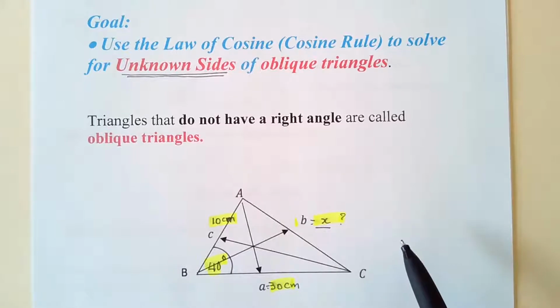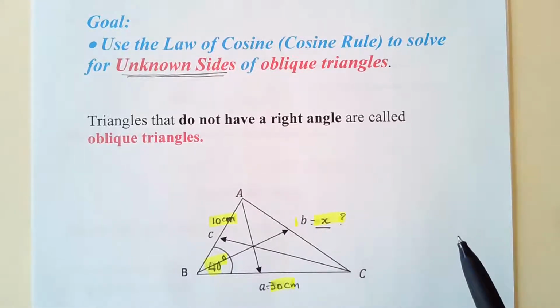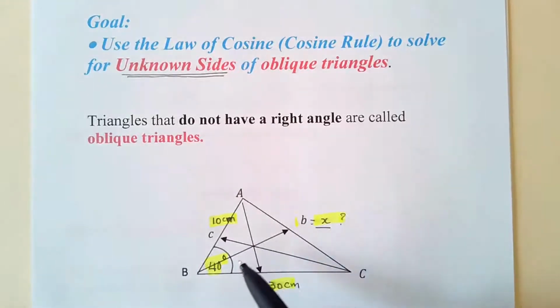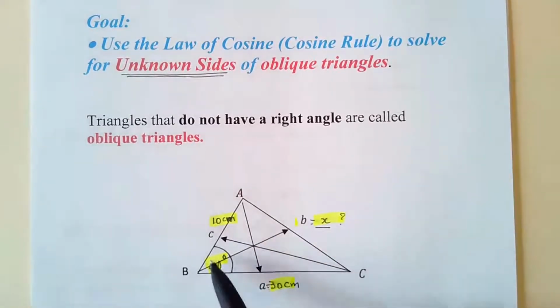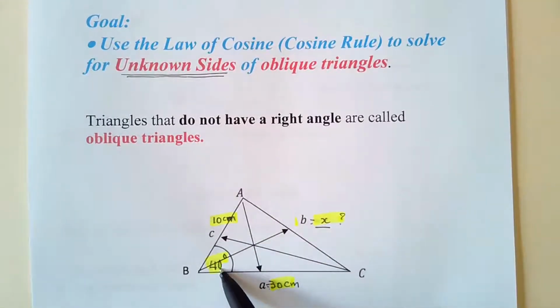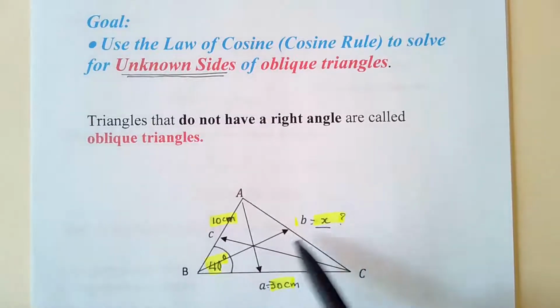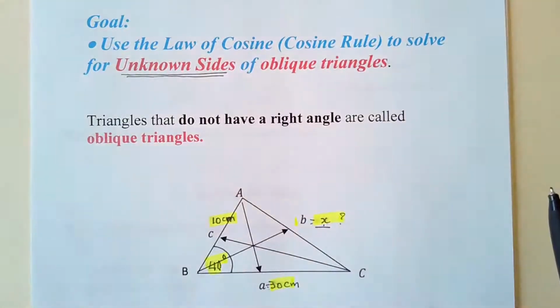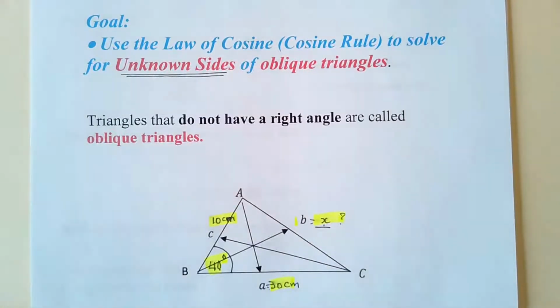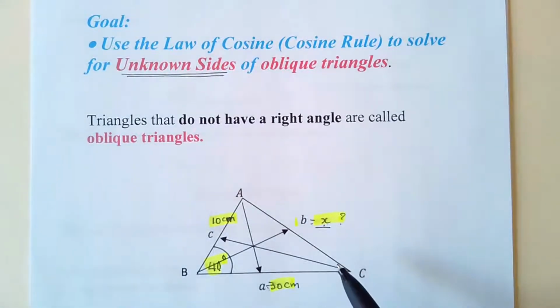We use the cosine rule whenever we have triangles that have two sides and the angle between them, and we want to find the other side. So we have two sides and one angle, and we want to find the third side. Or, as we see in the next lesson, we want to find a missing angle. In that case, we'll be given all three sides.